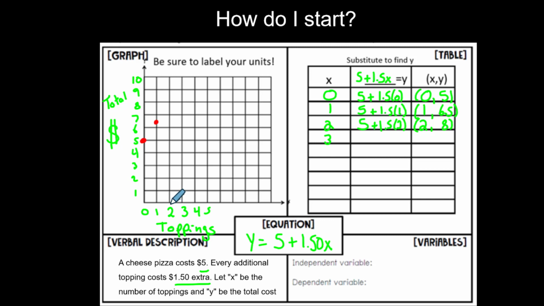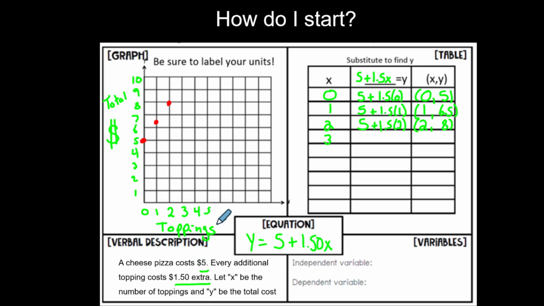2 extra toppings, your pizza will cost $8. And you could go on further down the x-axis and continue graphing if you wanted. Now, I want to ask you, would it make sense to connect these dots? Well, remember, every time you connect the dots, that means that every single point on that line is a solution that could happen in the context of your story.